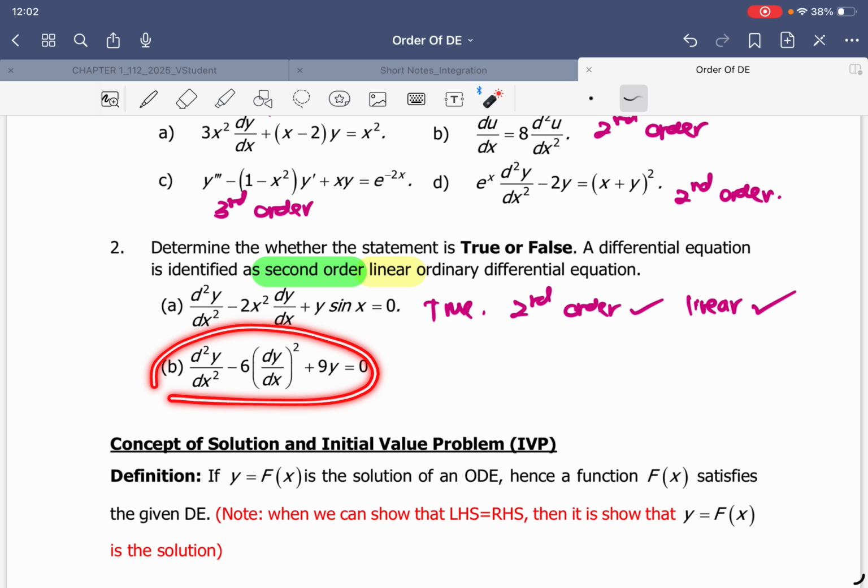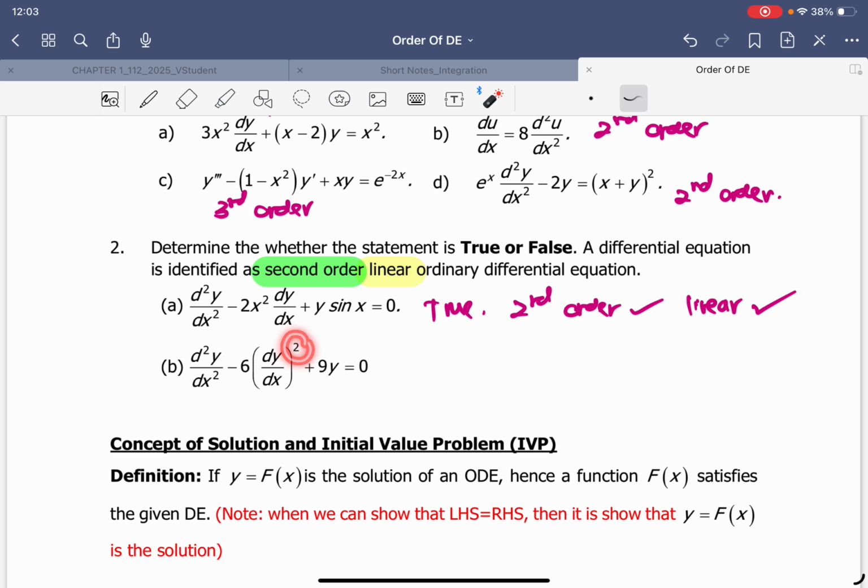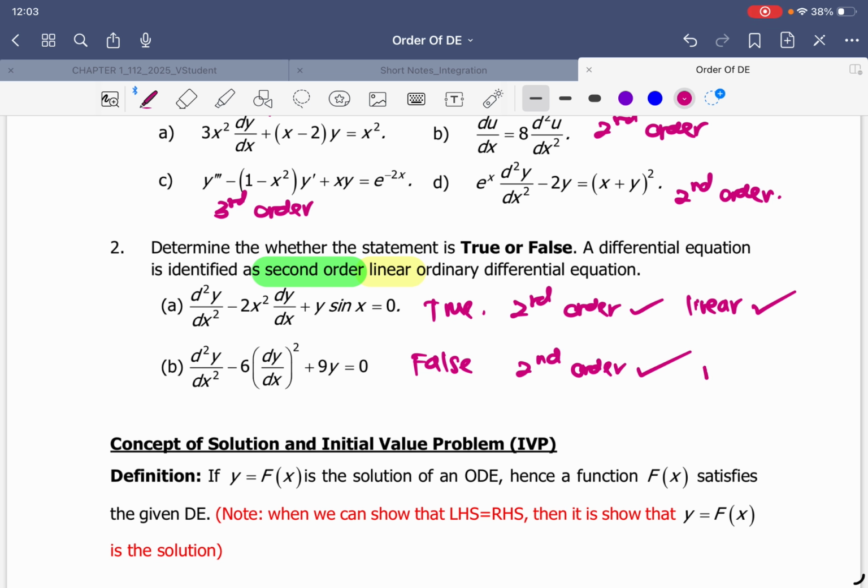For the second equation here, we have the highest derivative, which is d square y over dx square. Yes, this is true, the second order. But is it linear? For B, this is not a linear differential equation because we have dy over dx with the power of 2. So this statement is false because even though this is a second order, it is non-linear. Why non-linear? Because we have dy over dx with the power of 2.